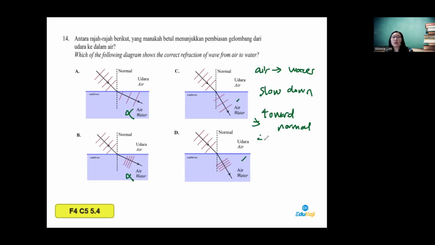Then next, you have to observe the wavelength also. Because they slow down, your wavelength should decrease. The wavelength is the distance between two consecutive points which are in phase. So it should be smaller. So that's why D is the accurate one. C cannot, because the gap is bigger. Notice.